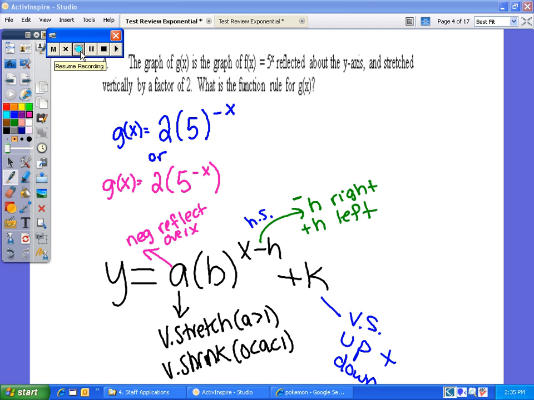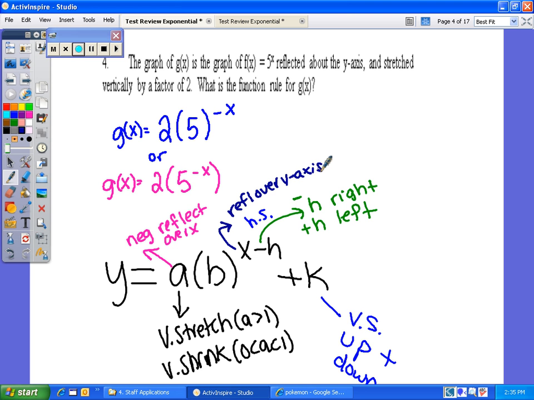Alright, for number 4, you're going to do the same thing. Now remember, the A tells you whether you're reflecting over the x-axis. It also tells you whether it's a vertical stretch or shrink. Also, the H tells you whether you're moving left or right, and the K tells you whether you're moving up or down. But also, you have to remember that the X here tells you whether you are reflecting over the y-axis, if it's negative.